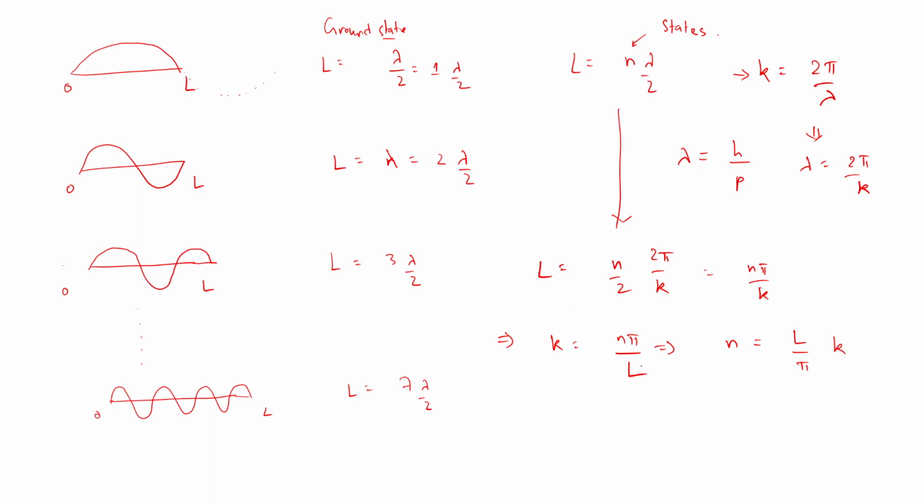Now, n is always positive: n is 1, 2, 3, and so on. That is why k is positive. If you were to consider the negative k, then you are actually double counting the states, because the positive and negative numbers are the same states. So now let us count the number of states.